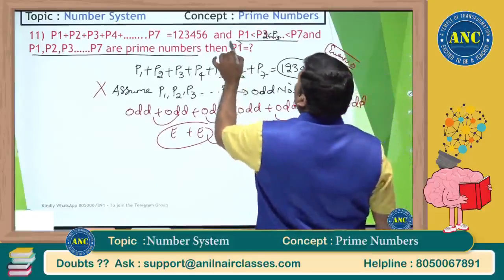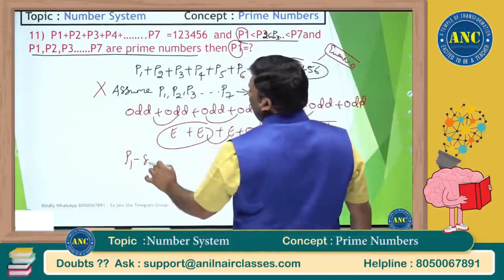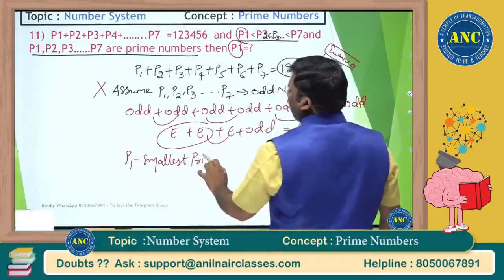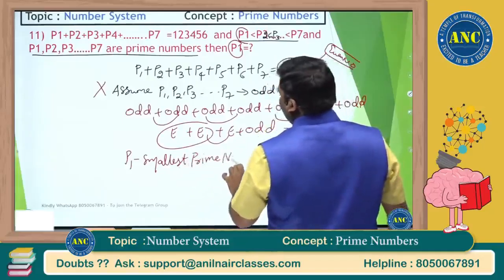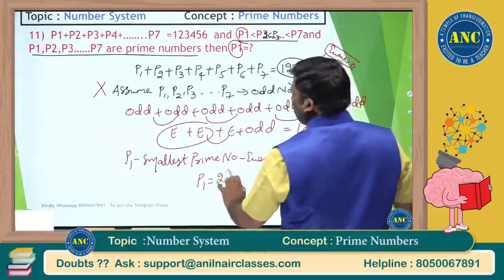Now, I am referring to P1. What is P1? P1 is the smallest number. What is the smallest prime number? Which is even. The answer has to be 2.